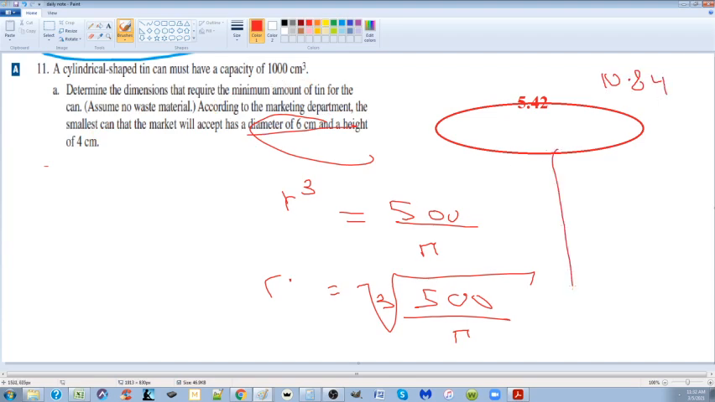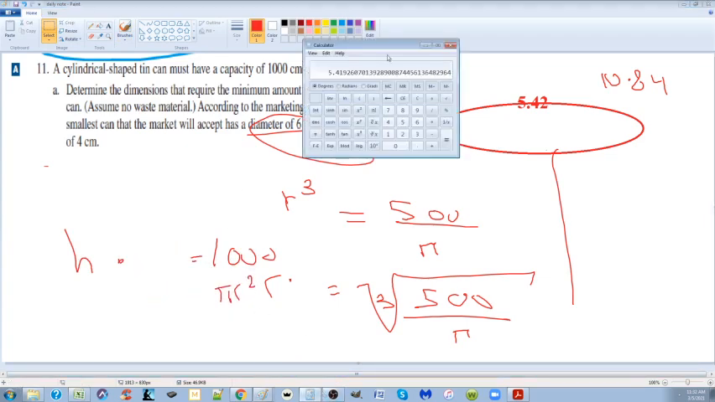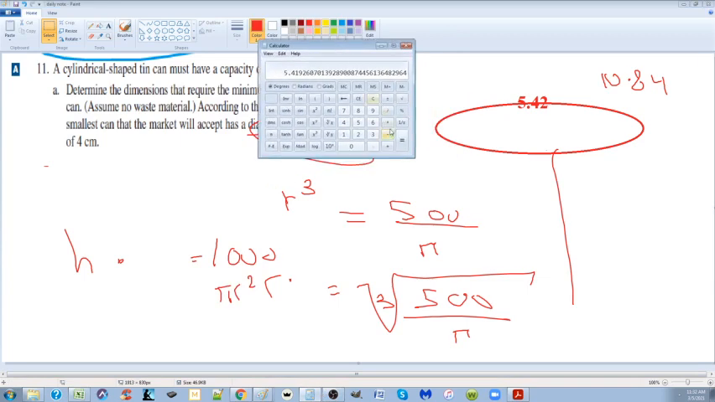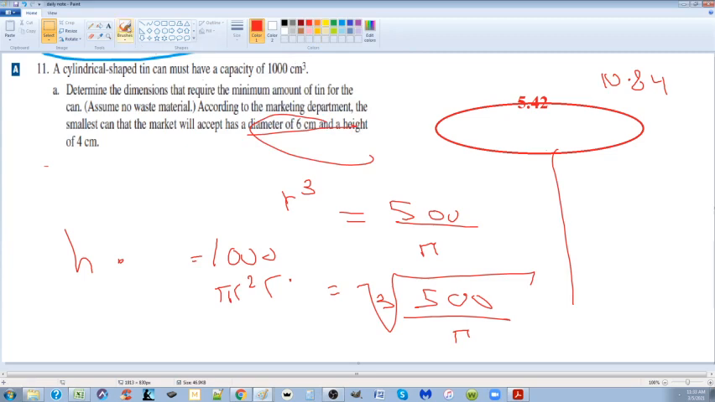But to figure out the height, it's height times pi r squared is equal to the volume, and therefore height is 1,000 divided by pi times r squared. R squared is that. We're going to square it. We're going to times it pi. And guess what? I'm going to divide it by 1,000 instead. And you said, no, it's 1,000 divided by this. Yeah, but when I'm done, I can just press this reciprocal button. And I get 10.84.